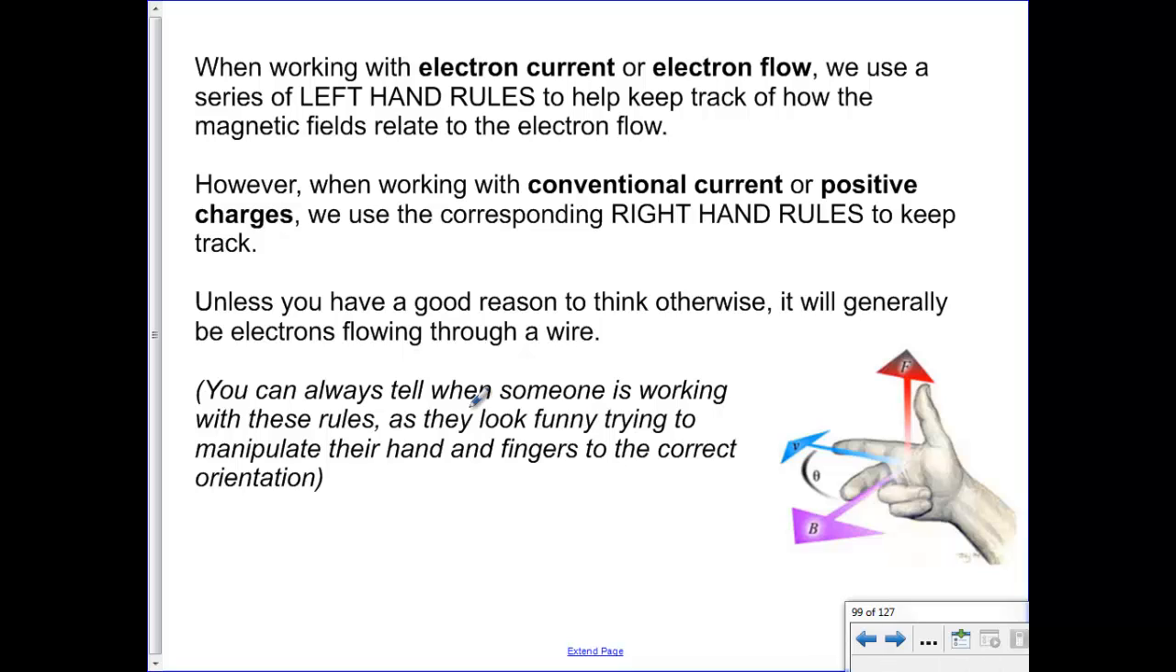I put a little note here. You can always tell when someone is working on the magnetism unit on their tests because they'll be doing all sorts of weird stuff with their hands, trying to orientate their hand to make it work. I'll show you. You'll get what I mean when we're done today.